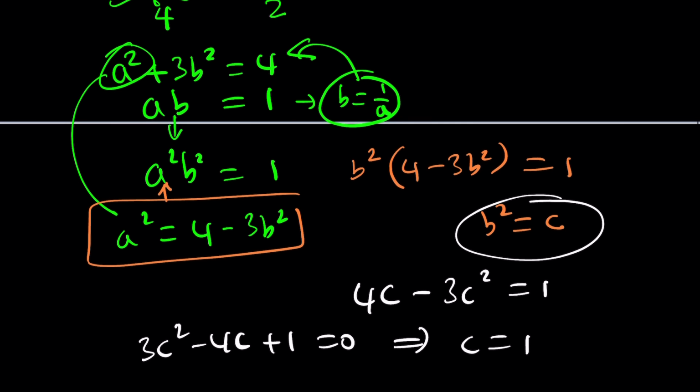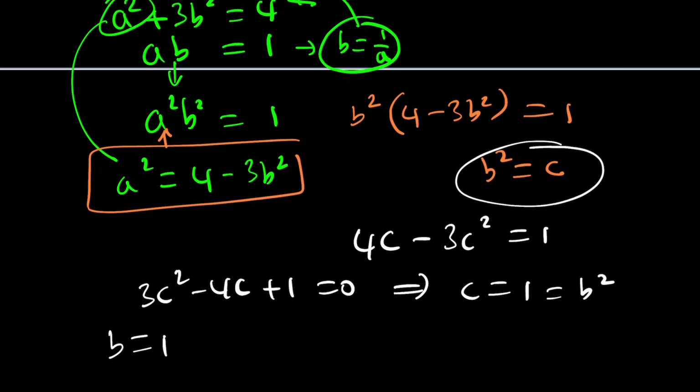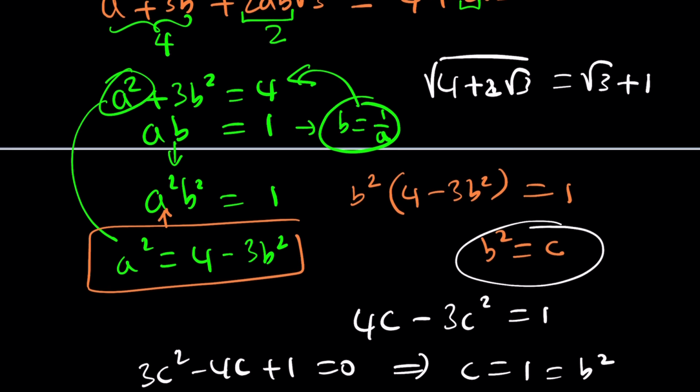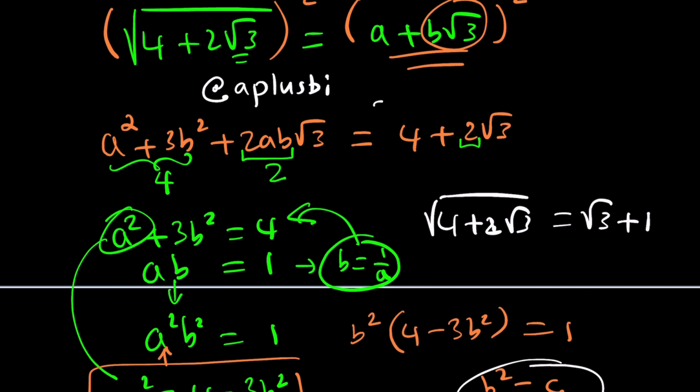If c is equal to 1, then b squared equals 1, which means b is equal to 1, because a and b are supposed to be positive here, and so on and so forth. This basically gives you a equals 1, b equals 1, and what happens is this is equal to root 3 plus 1, or 1 plus root 3, whichever, right? That's fairly easy to do, because we could just break it down into 3 plus 1.